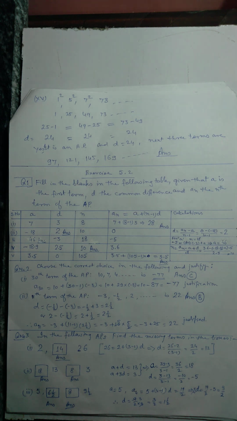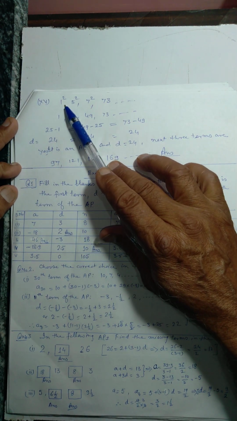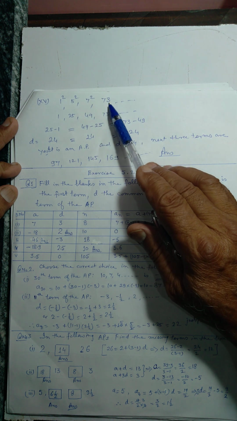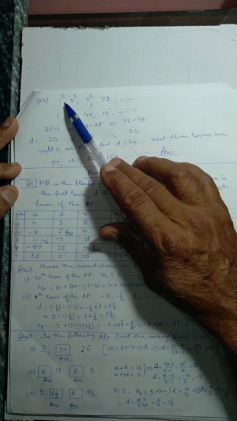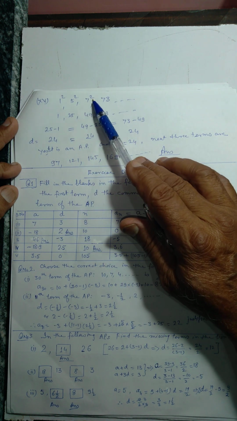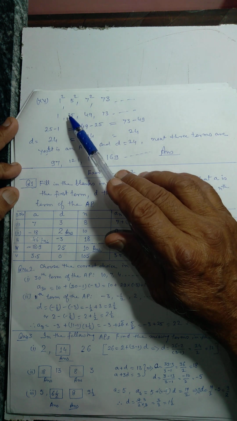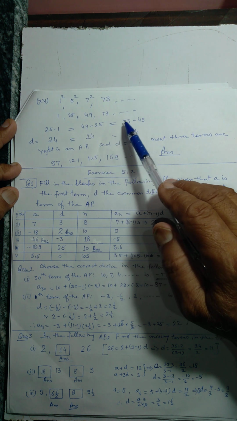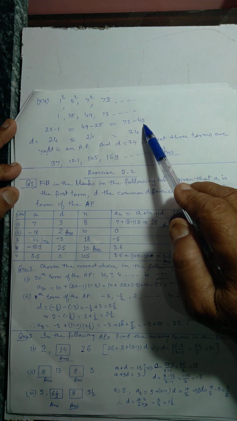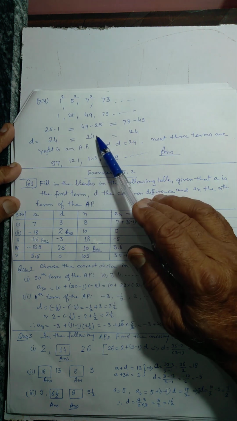Let us start exercise 5.1, question number 4, 15th part. The 15th part is given: 1 square, 5 square, 7 square, 73 and so on. You just square it: 1 square is 1, 5 square is 25, 7 square is 49, and 73 stays as it is. So 25 minus 1 is equal to 49 minus 25 is equal to 73 minus 49. In all cases we are getting the common difference, that is 24, 24, 24.